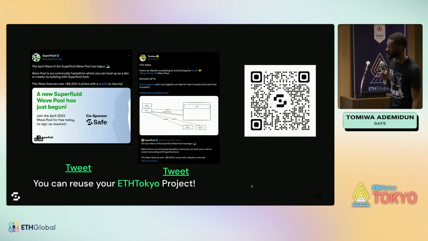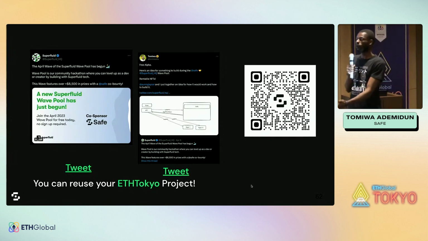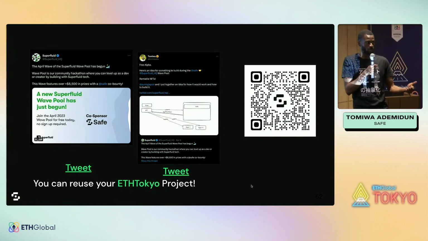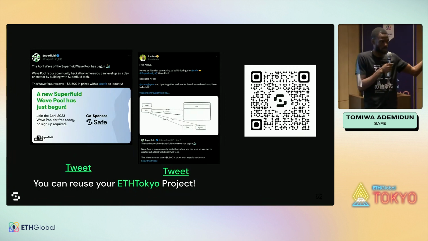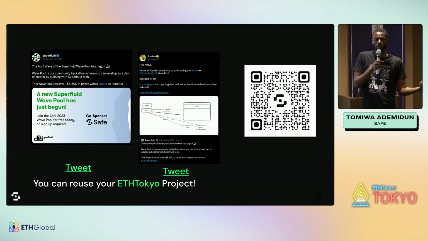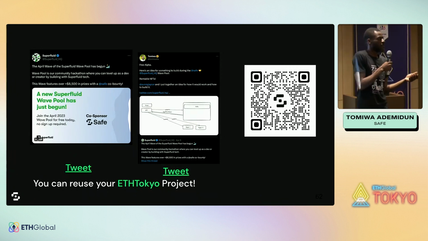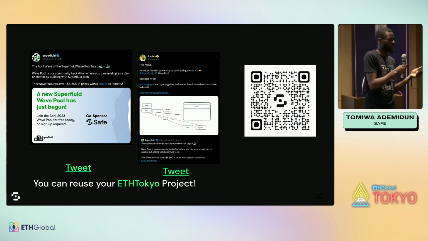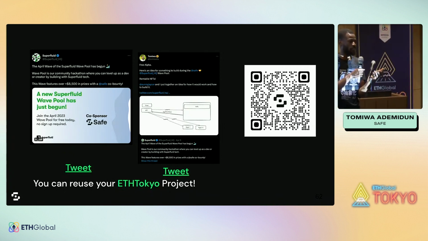And yes, another super cool thing is Superfluid. So we're also doing a wave pool with Superfluid. So again, just stacking more and more bounties. You can build something here with Superfluid and Safe, use it at ETHGlobal, and then after ETHGlobal, submit it again for the wave pool.